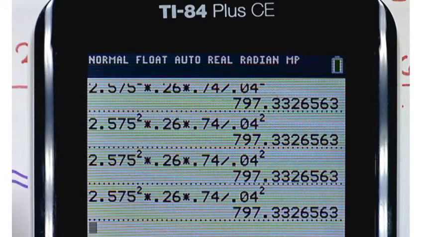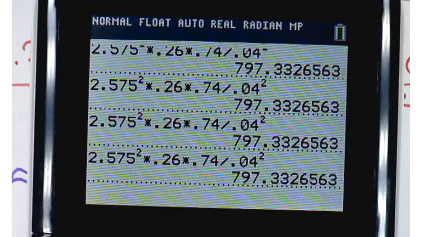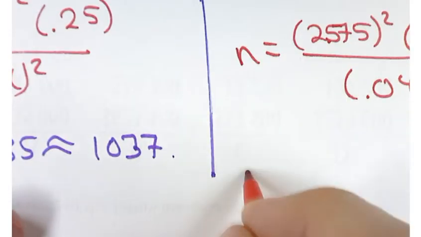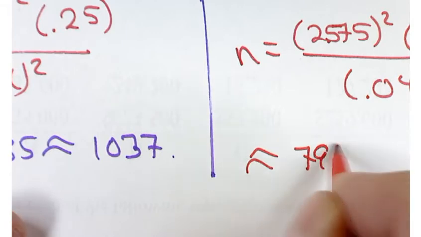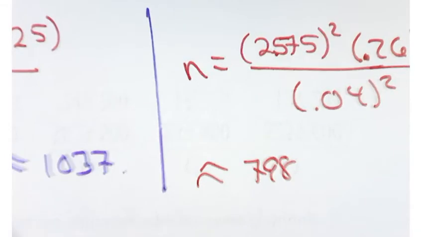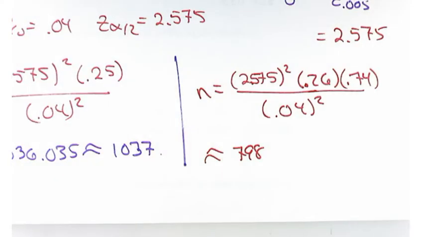All right. So what should be my n in this case? Thank you, Nick. 798. Remember, you always round up. So 798 for our sample size. That's part B.